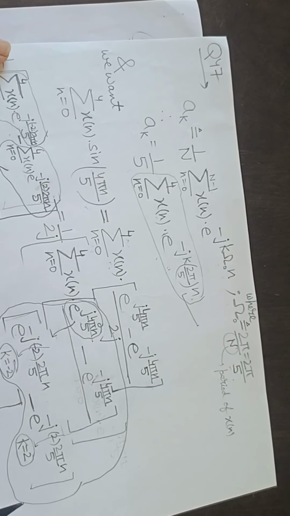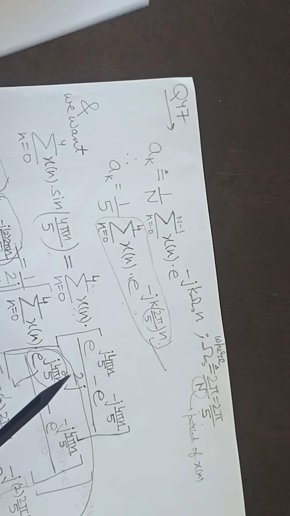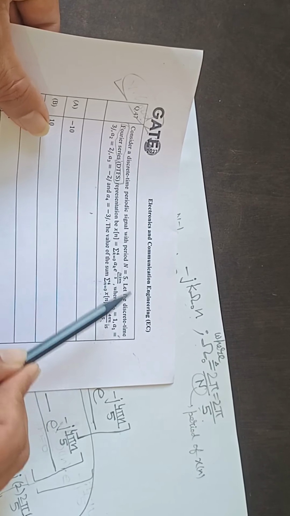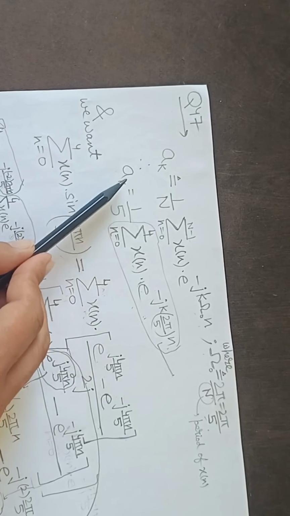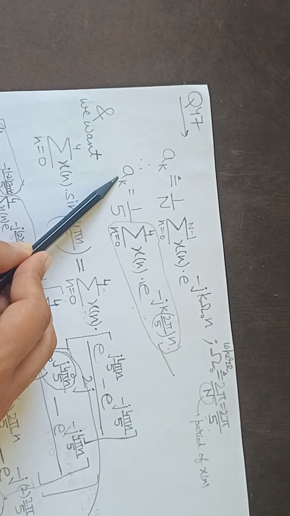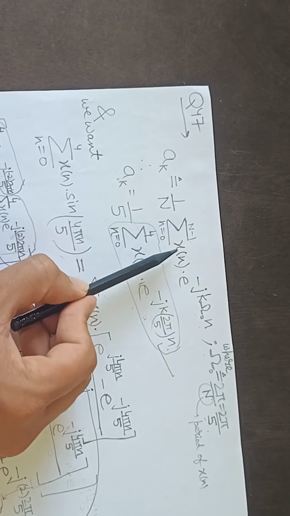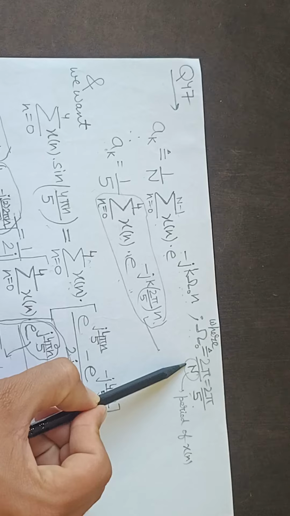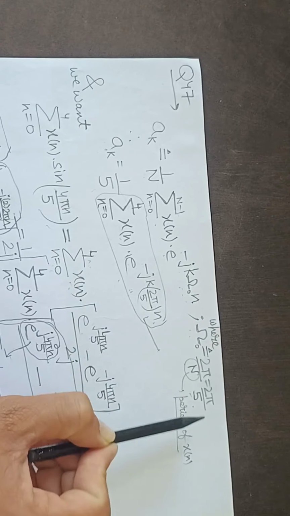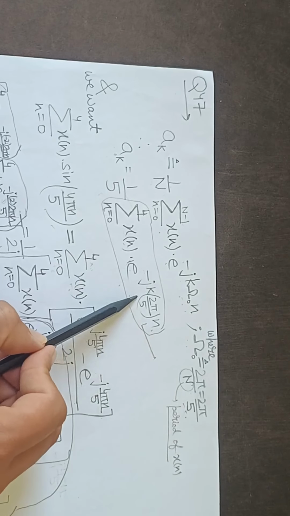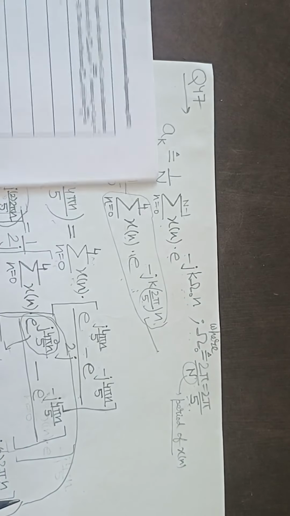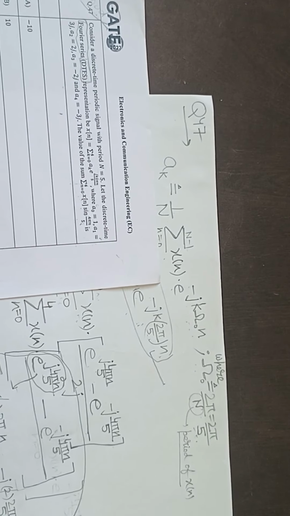So here we need to see one thing, that this thing is xn sin 4 pi n by 5, n equal to 0 to 4, and the formula for discrete time Fourier series coefficient ak is 1 by n, sum n equal to 0 to n minus 1 of xn e raised to power minus j k omega naught n, where omega naught is 2 pi by n, and n is the period of xn, which is 5, so 2 pi by 5. So the ak formula here is this. If you look at these two formulas, you can see that they are very similar.